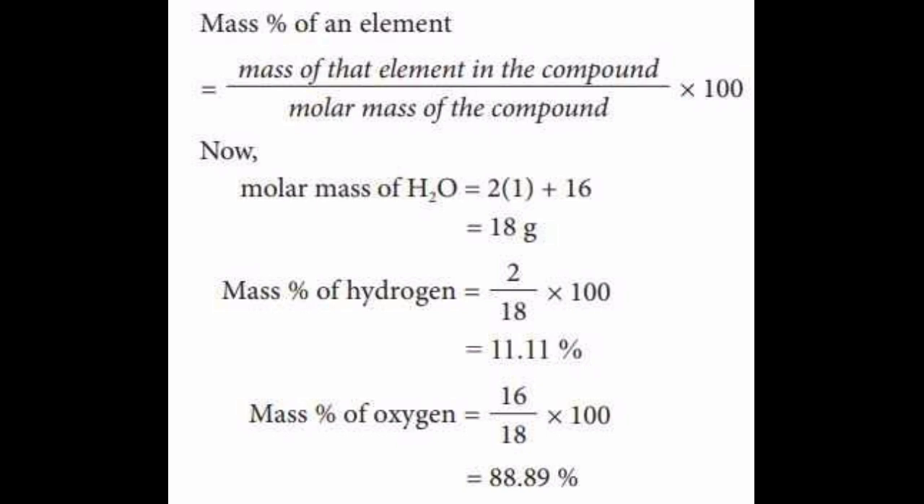The mass percentage of oxygen also you can find out in the same way. Oxygen is only 1 in number, so its mass is 16. So 16 divided by the molar mass of the compound, that is 18, into 100. You will get the mass percentage of oxygen, that is 88.89%. So this is how you will calculate the percentage composition of each element present in a particular compound.